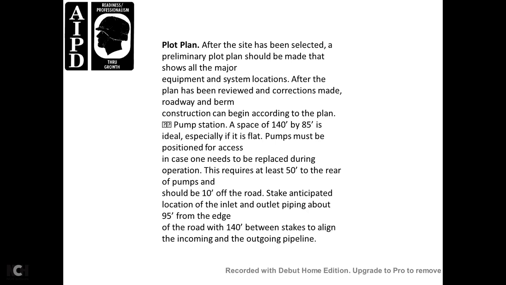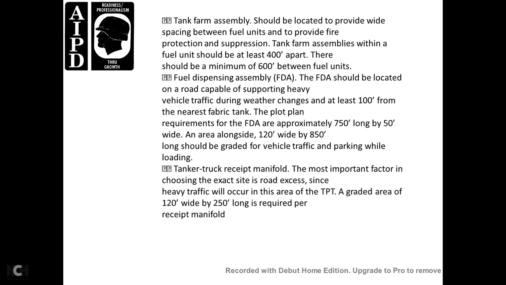A pump station space of 140 feet by 85 feet is ideal, especially as the pumps must be positioned for access in case one needs to be replaced during the operation. The requirement is at least 50 feet. The rear of the pump should be 10 feet off the road, with the inlet and outlet pipe at the edge of the road, with 140 feet between stakes to align with the incoming and outgoing pipeline.